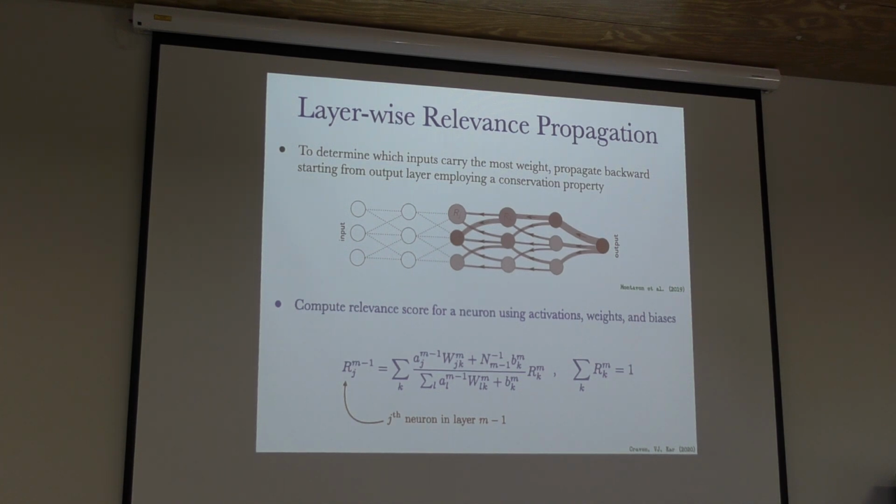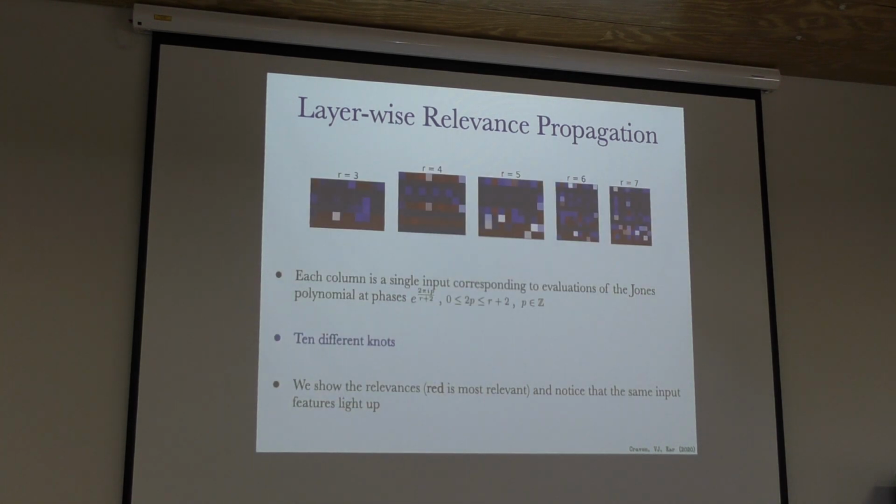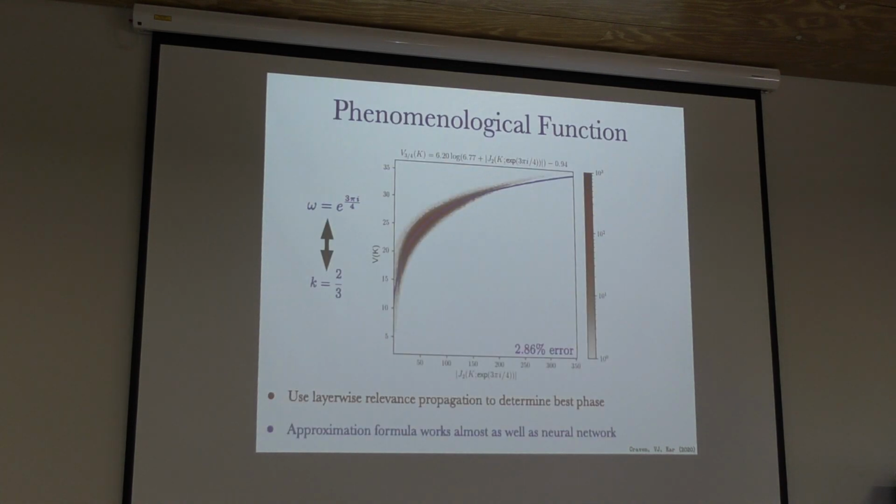So in practice, each column here is a different knot, and each of these rows corresponds to different phase evaluations. Red is more relevant, blue is less relevant. So here, for example, the same phases light up. So we tried various different knots. We found that the same input features light up that correspond to particular phases. So we just used those phases.